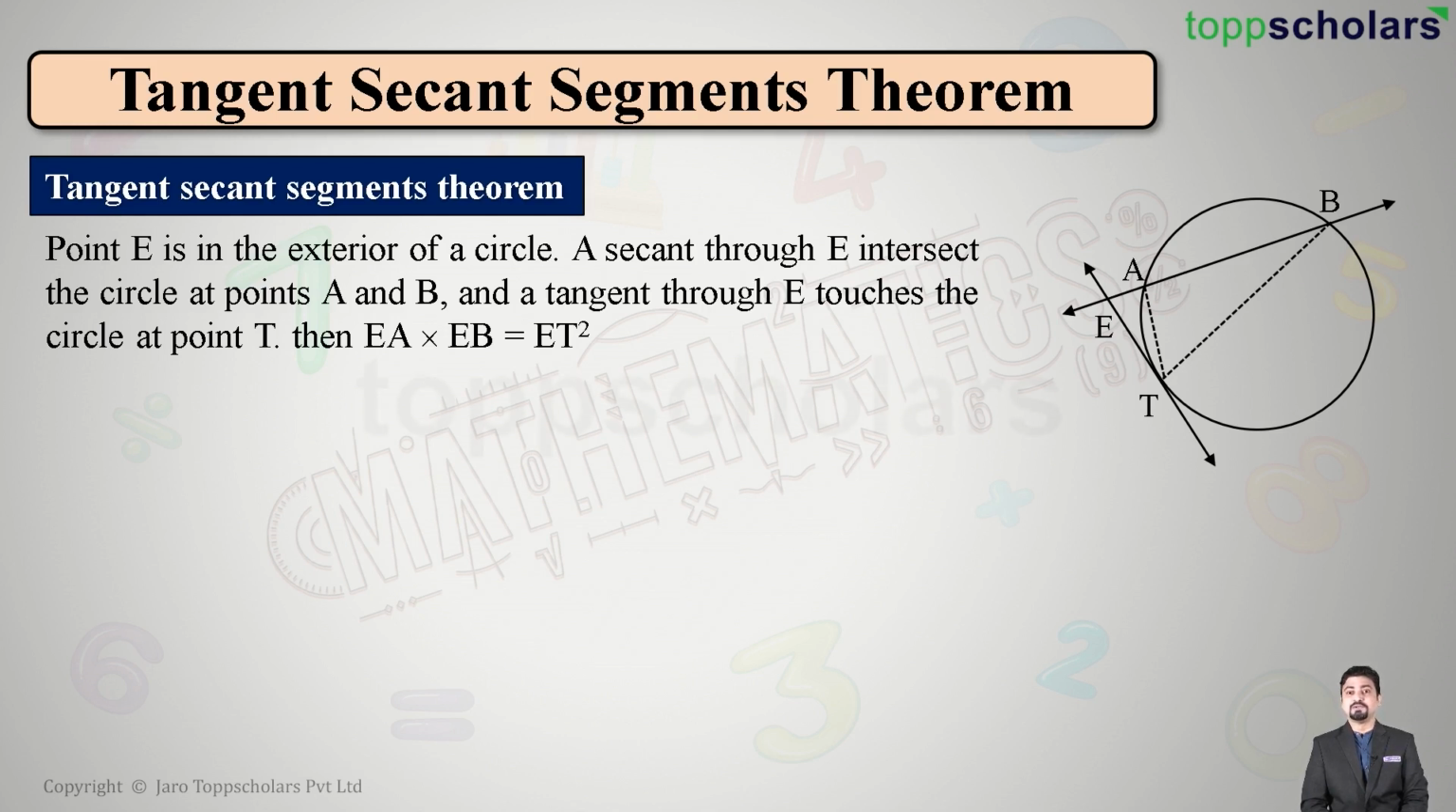There is a tangent, there is a secant, and we are talking about the line segments EA, EB, ET. That's right. So the rule is EA into EB is equal to ET square. That is, the product of the distances of the exterior point from the two intersecting points of the secant is equal to the length of the tangent segment from the point of contact to the exterior point, the length square.